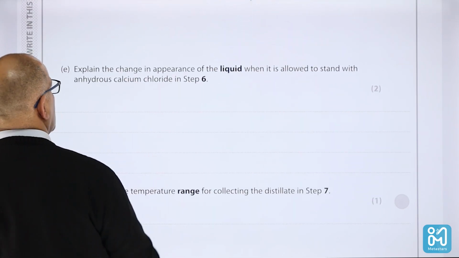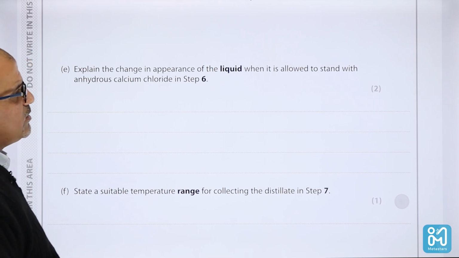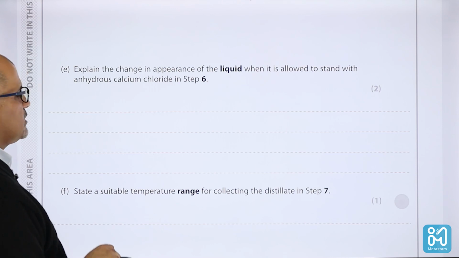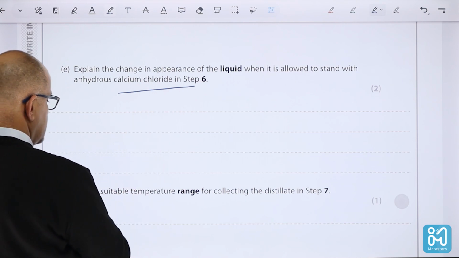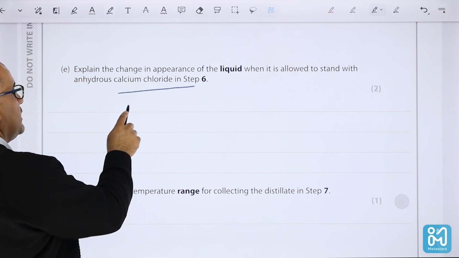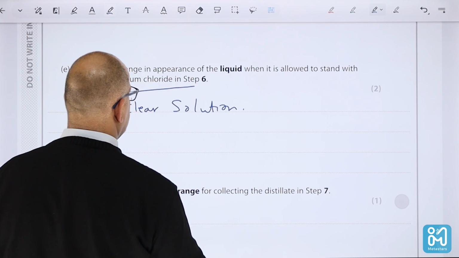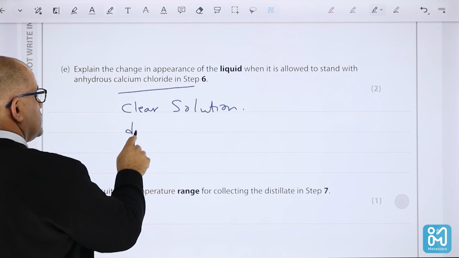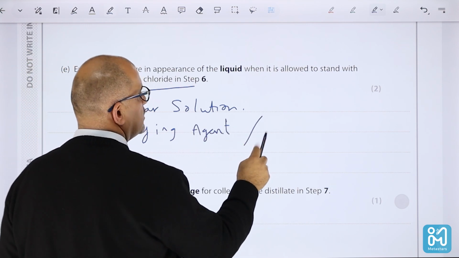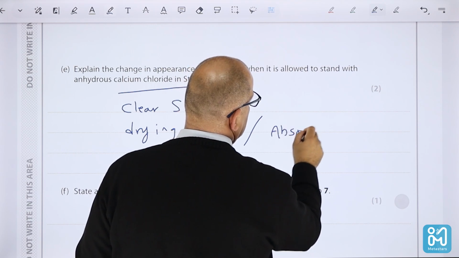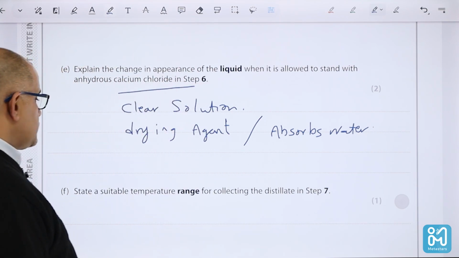Now, explain the change in the appearance of the liquid when it's allowed to stand with the anhydrous calcium chloride. That's, as I told you, because it's a drying agent, it will be clear. It will show a clear solution, or the cloudiness disappears, since it is a drying agent, or it absorbs water from the liquid.